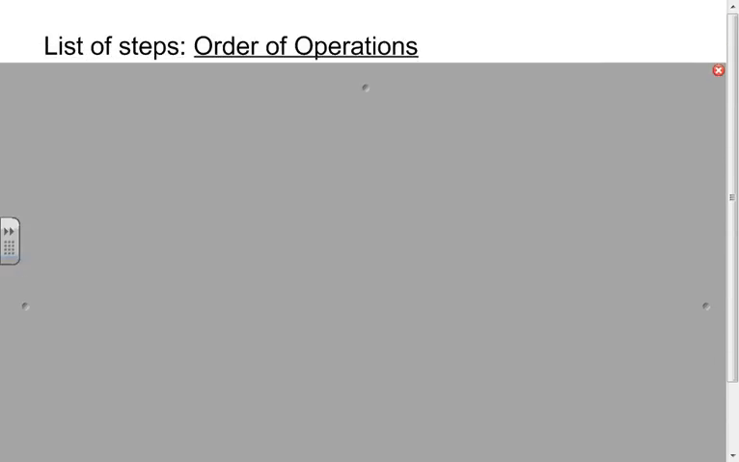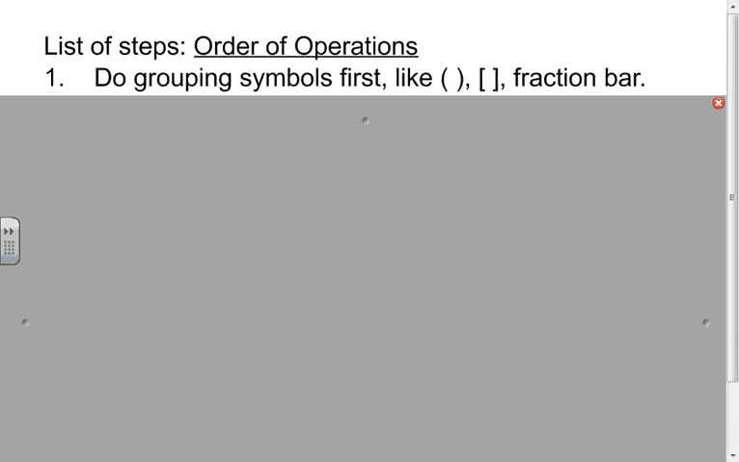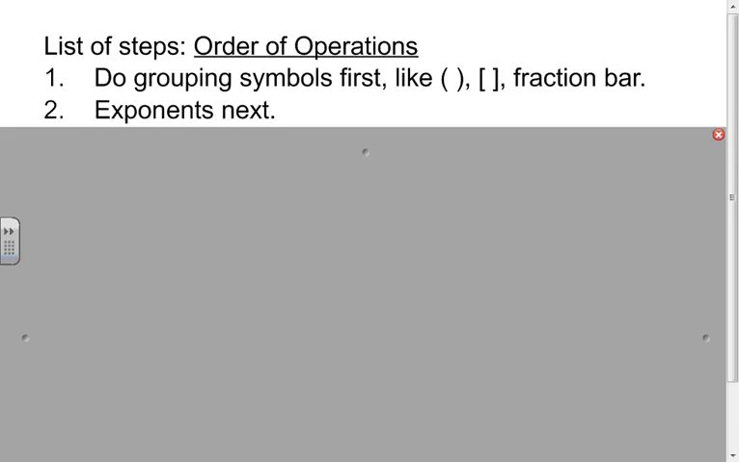The list of steps for the order of operations, very important to put in your notes. The first step in the order of operations, you do grouping symbols first. Things like parentheses, brackets, fraction bars. Always look for those grouping symbols first. The second thing that you do is exponents. If there's any exponents in the problem, do those next.